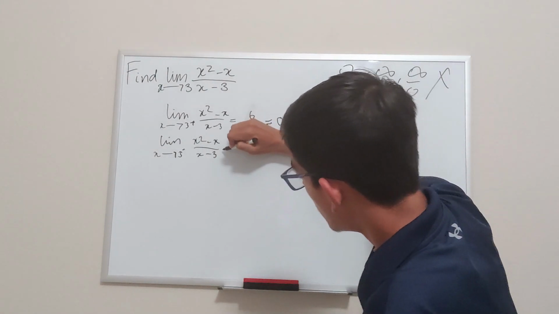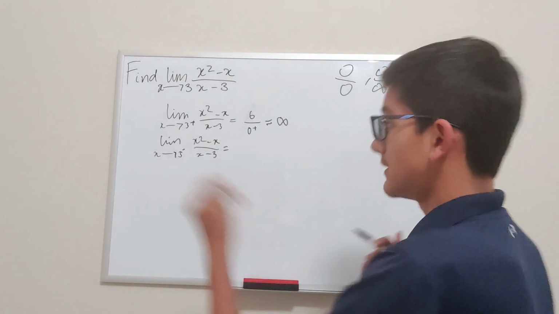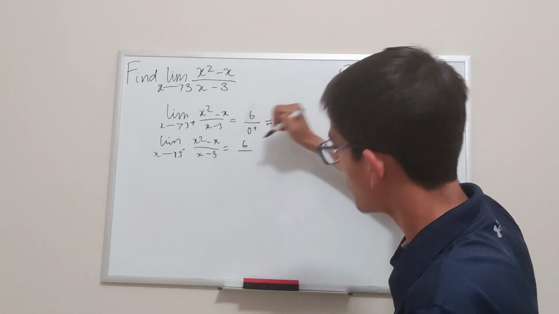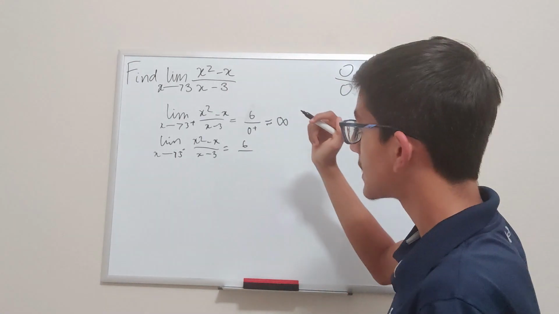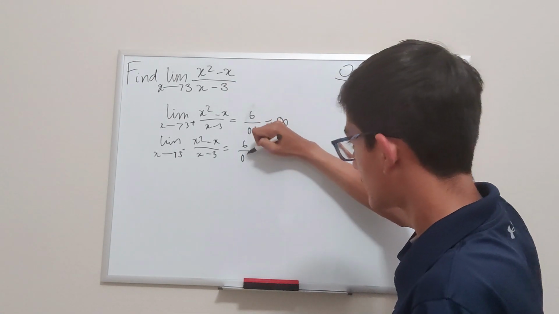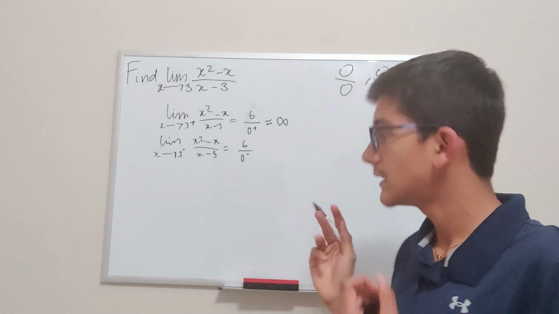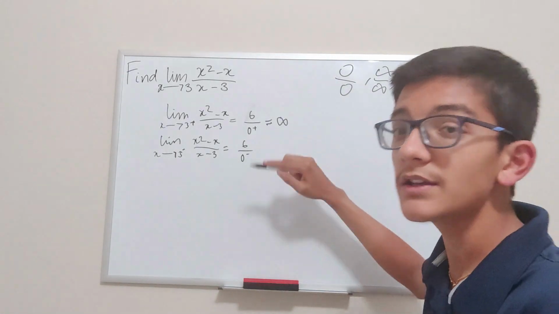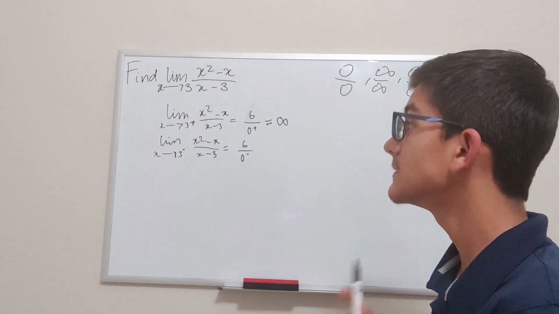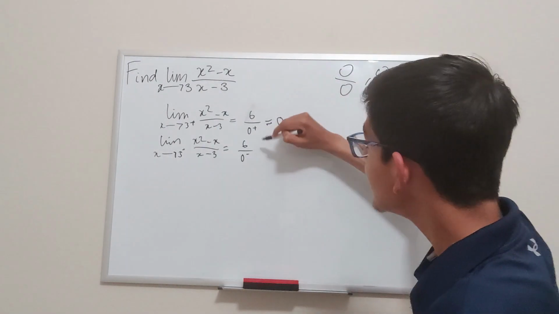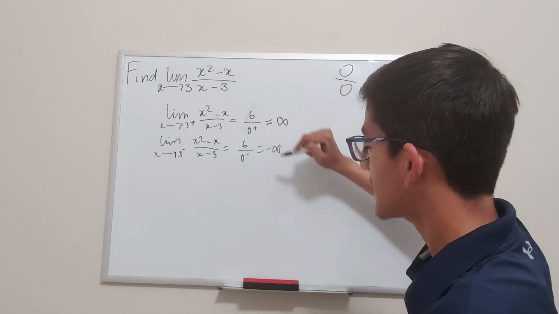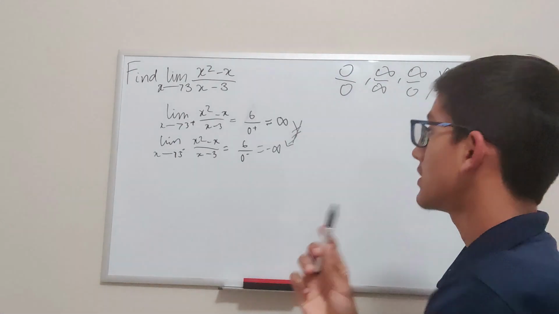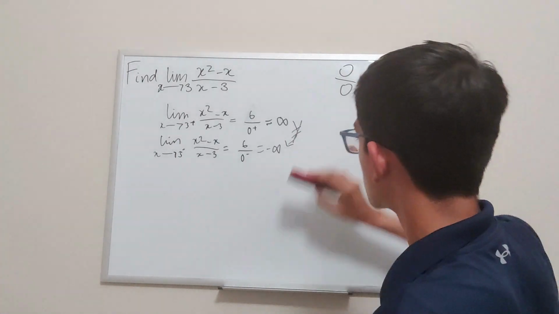Woohoo! Now let's do our left-hand limit. And again, we're going to substitute 3 minus in. You get, again, 6 on the top. That will not change. But on the bottom, you're going to get 0 minus. Now what is that? Well, we're dividing by some really small negative number, which means that this isn't infinity. This is negative infinity. Therefore, these two are not equal. Nope, this is not true. They are not equal.